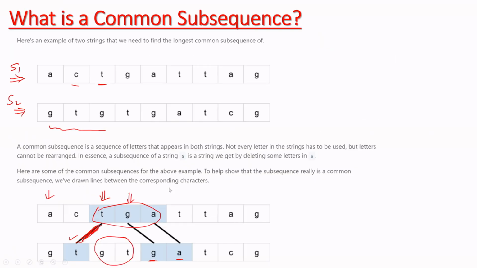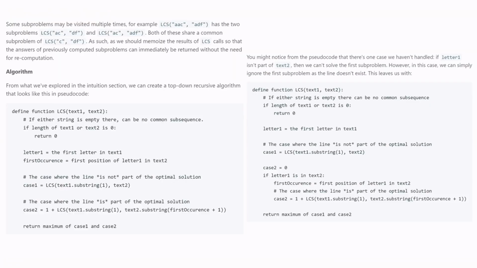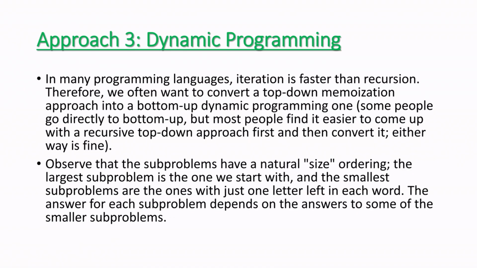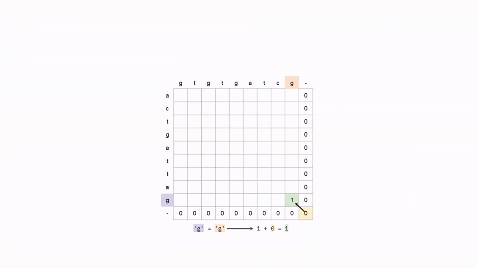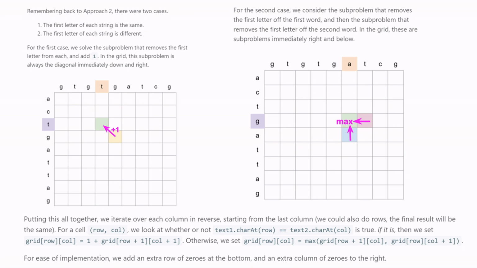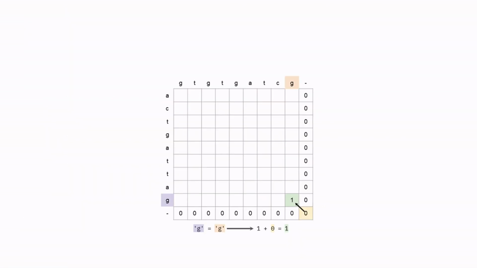So let's understand the DP. As you can see, we have two approaches: the plus 1 one and the max one. If we start with g, we calculate like this: we have g and g in string 1 and string 2, this is s1 and this is s2. If both characters are the same, we do 1 plus 0 equal to 1, and that is what we do in the DP, so we increase the value by one.